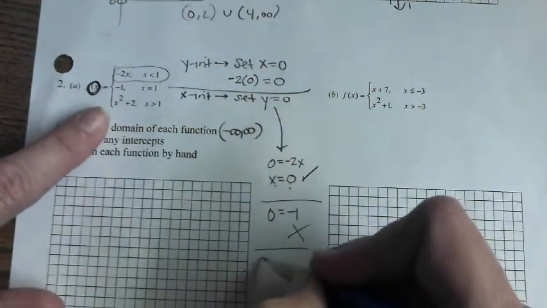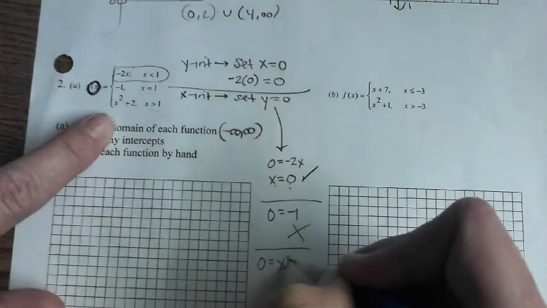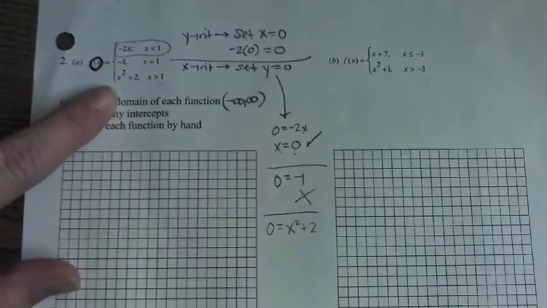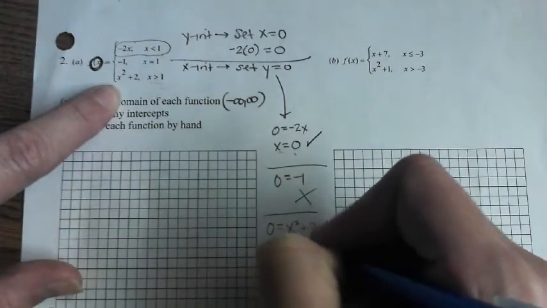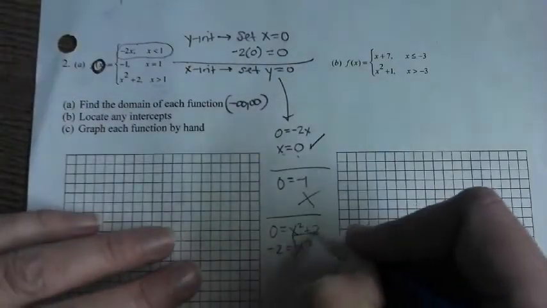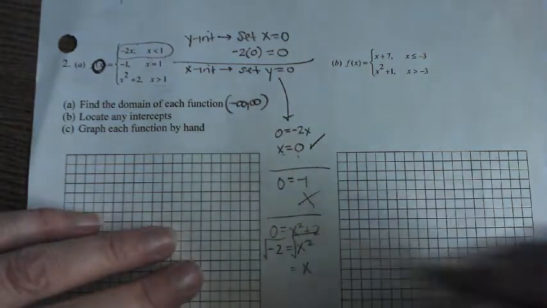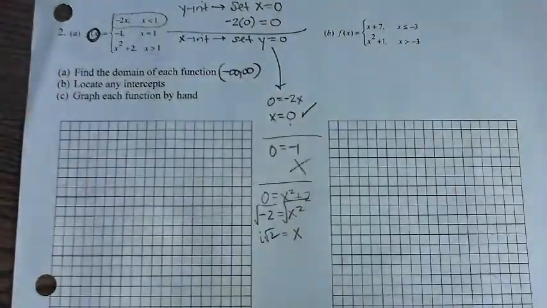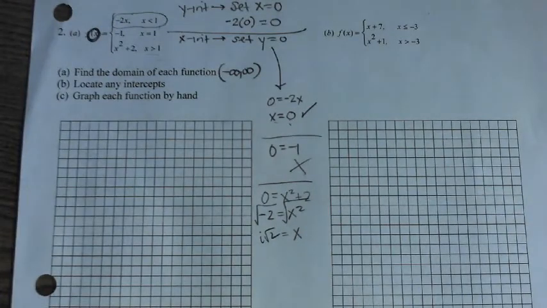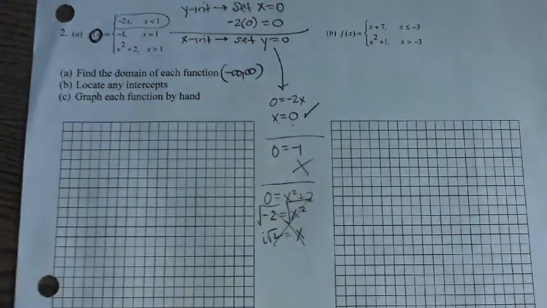And in our third piece, if 0 equals x squared plus 2, and we solve for that by subtracting 2 from both sides, square rooting both sides, what do you get? Right, an imaginary number, and there's no such thing as an imaginary x-intercept. So that actually doesn't give you anything. Do you follow?